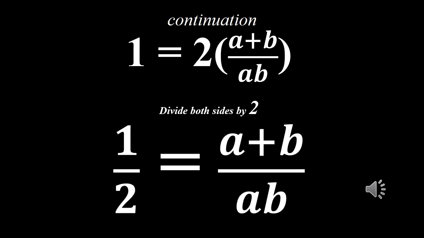So now we have 1 equals 2 open bracket a plus b over ab. Then if we divide both sides by 2, the coefficient of a plus b over ab, we have 1 over 2 equals a plus b over ab.